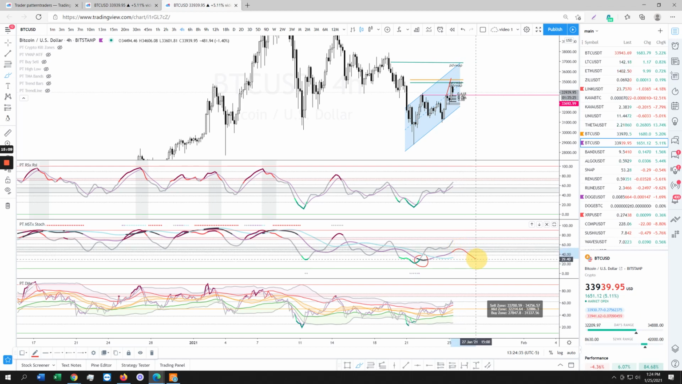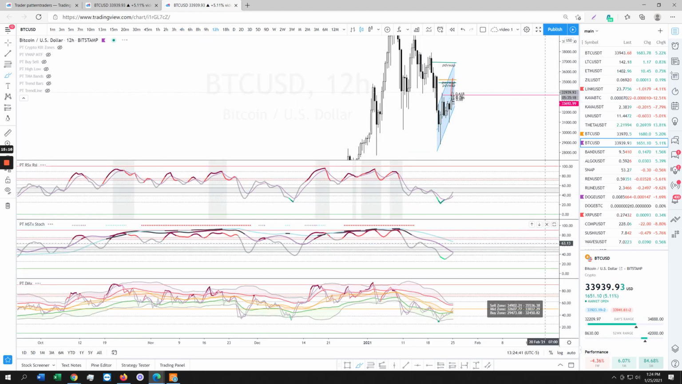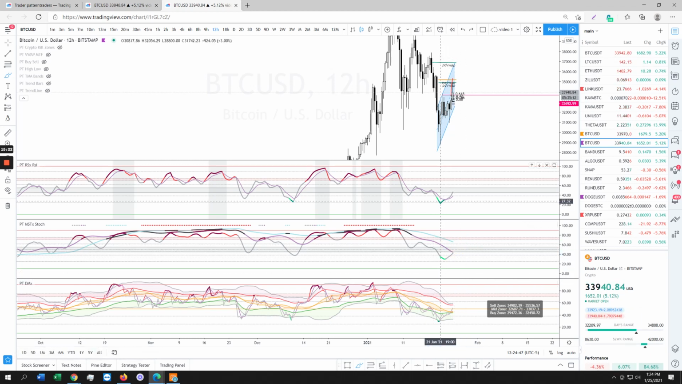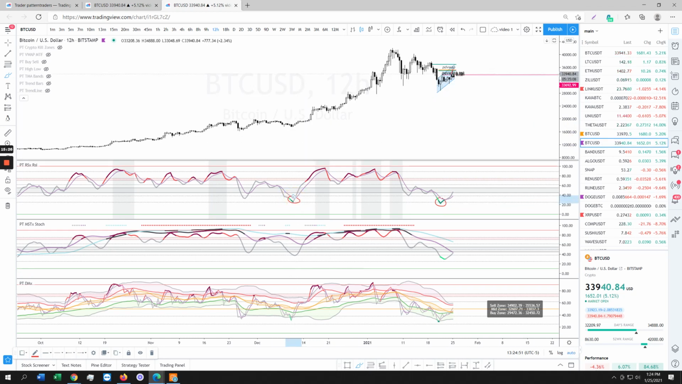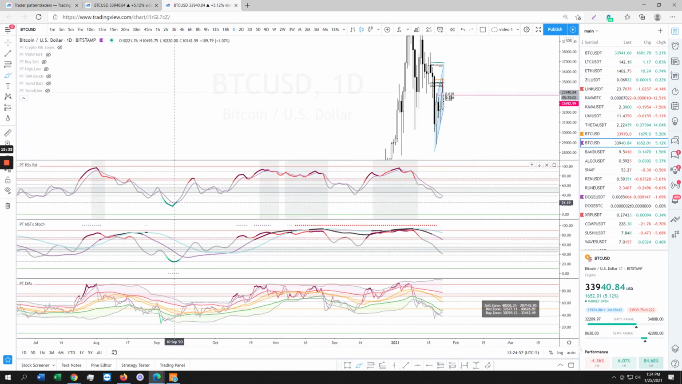Let's see the 12 hour. This might give us a little bit of a rejection. Come back down, retest, and go back up. RSX on the 12 hour did reset. Look what happened last time we reset over here. We flew up, right? But look at the daily. 12 hour and the daily work hand in hand. Daily did not reset yet, which is a little worrisome, right? You want to see the Stoch do this on the daily, which we didn't get yet. You want to see the RSX on the daily do this.